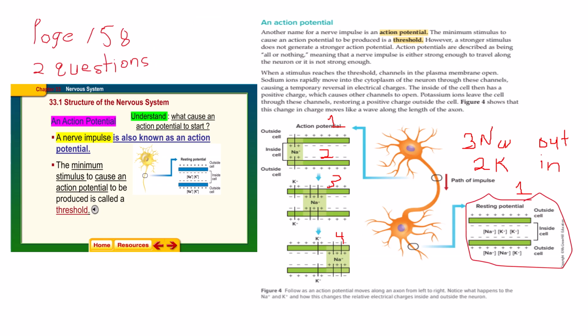Coming back to the next page, 158, you might expect two questions in it. They are mainly about the action potential. You need to know that 2 potassium ions will be going in and 3 sodium ions will be going out. In the resting neuron, the structure of the resting potential is all negative inside and all positive outside. So when you see images with positive inside and negative outside, that means action potential is happening, like 3 sodium going out and 2 potassium ions going inside.